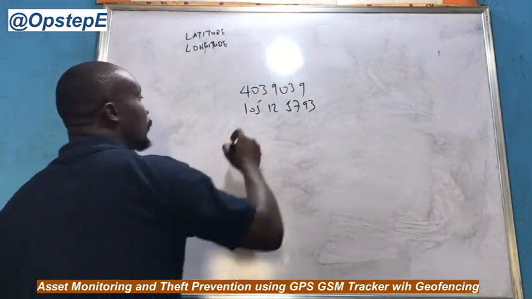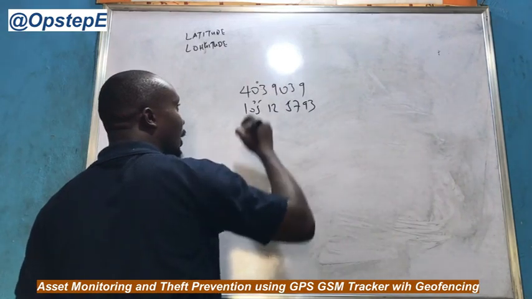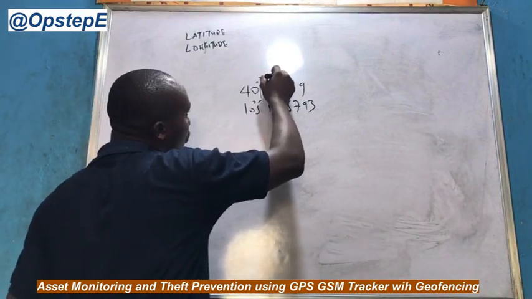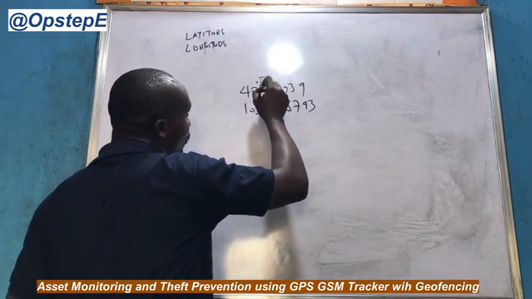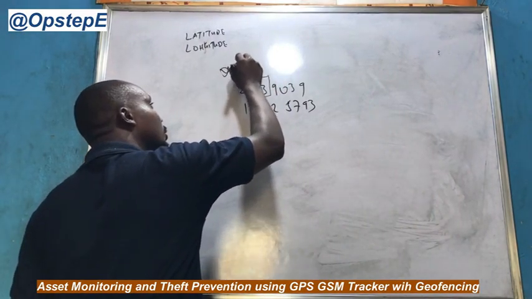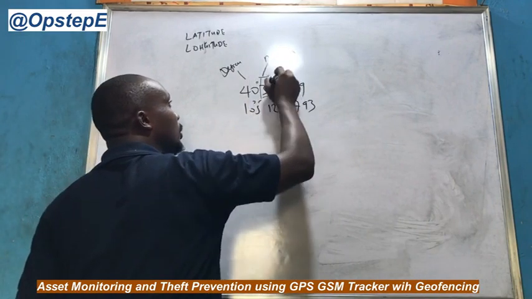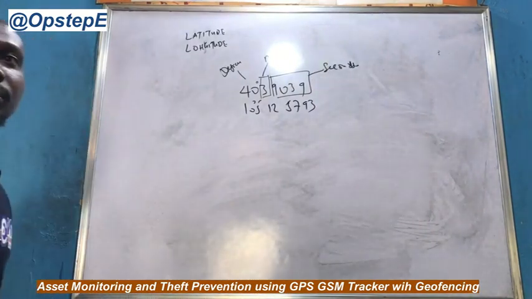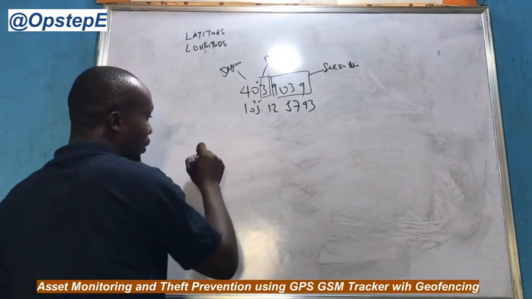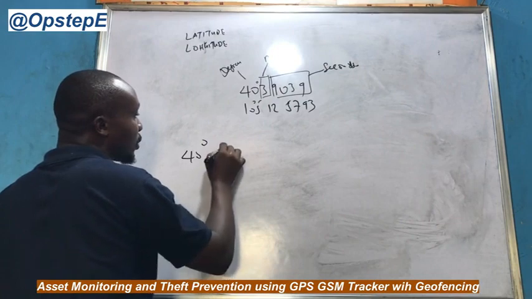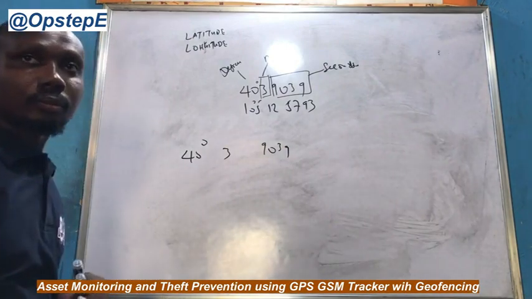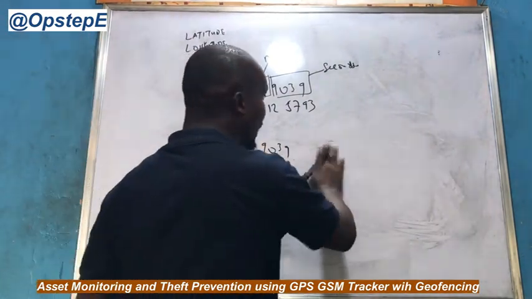Many times, the first two digits are always the degree. The next one is always your minutes. So this is always the degree. This is always the minutes. The other ones are the seconds. When the information comes, if you have this value, this is the same as, say, 40 degrees, 3 minutes, 9039 seconds. Of course, it can have north, west, or south. Are you getting my point?